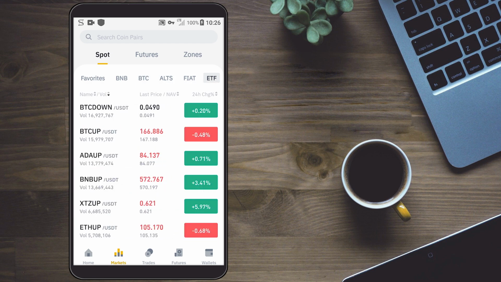Here also we have ETFs, which are actually leverage tokens, and they are a kind of financial derivative that I'll explain in a separate video on Binance website. Let's get back to fiat.